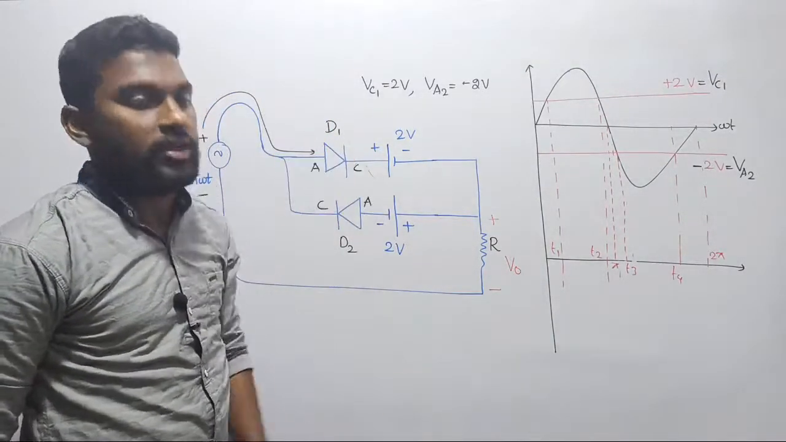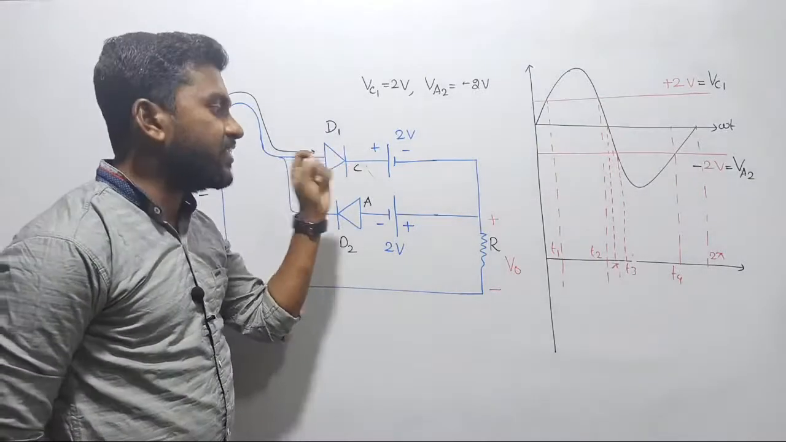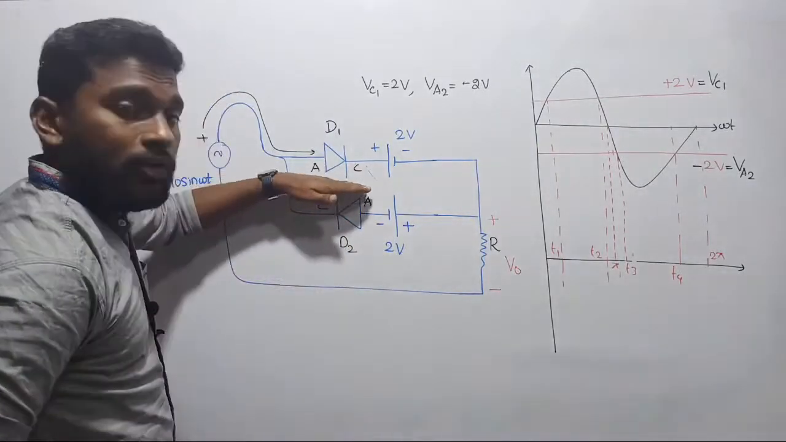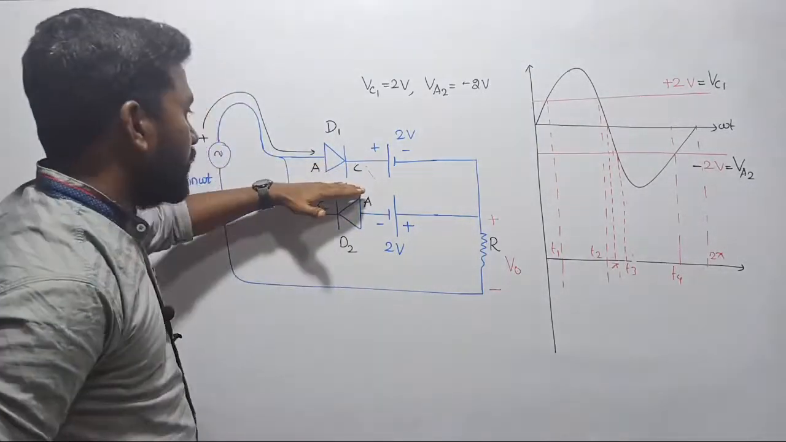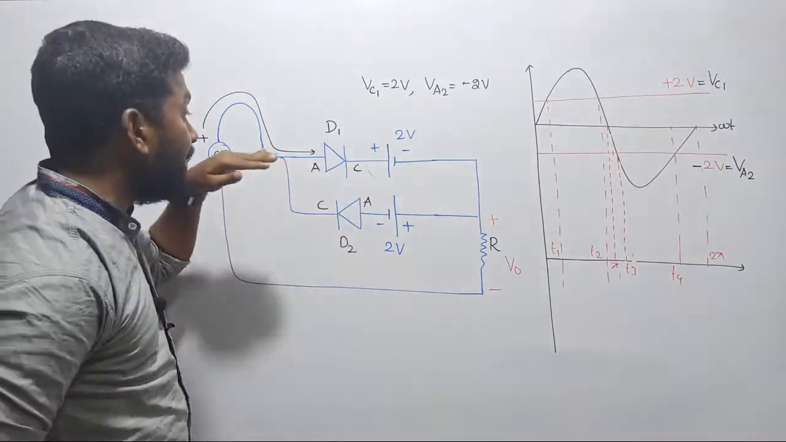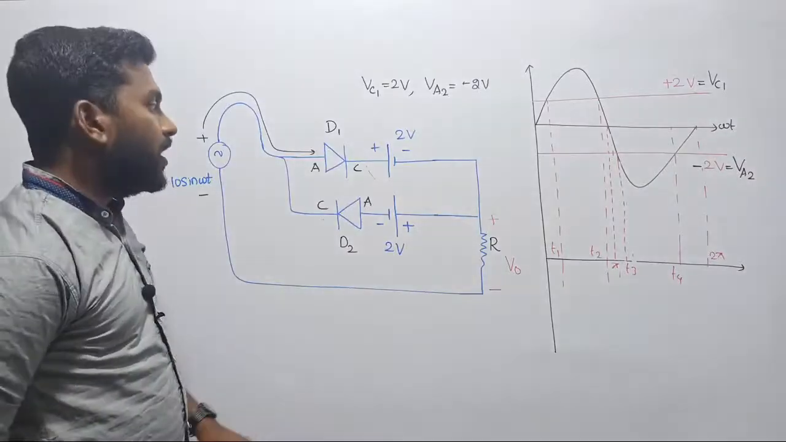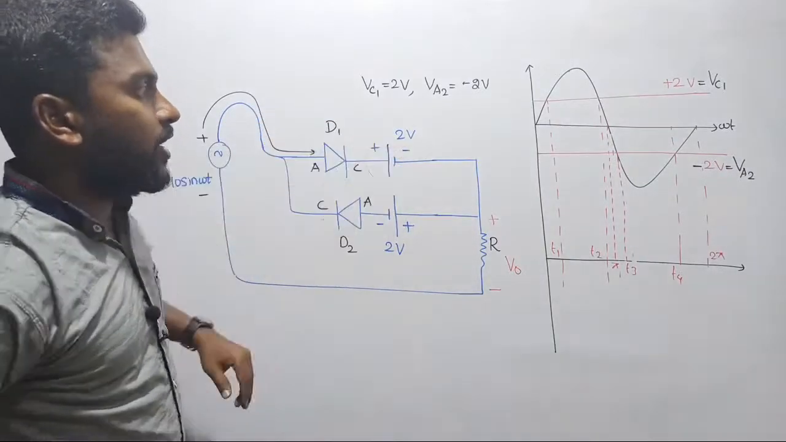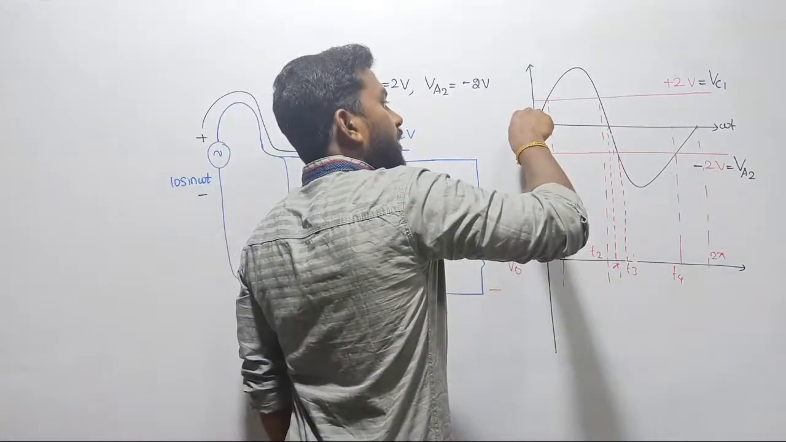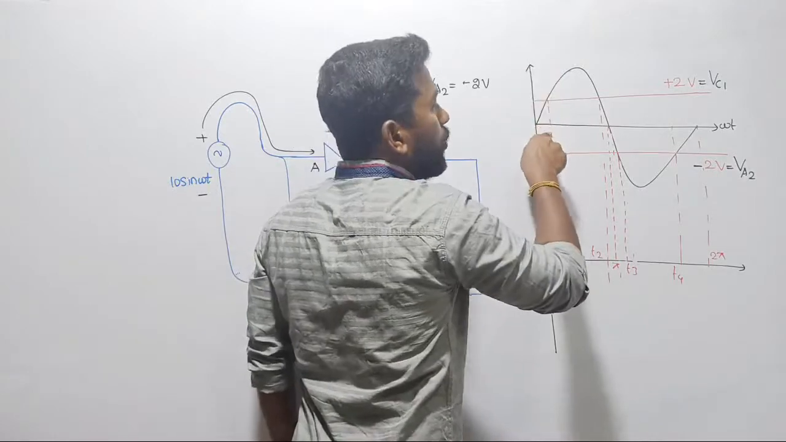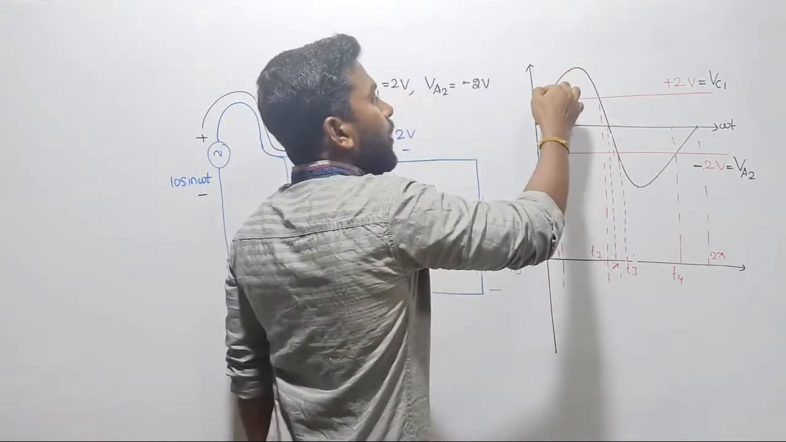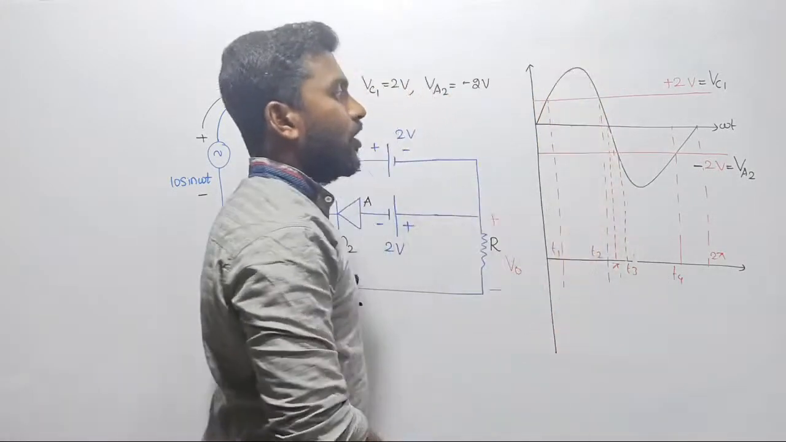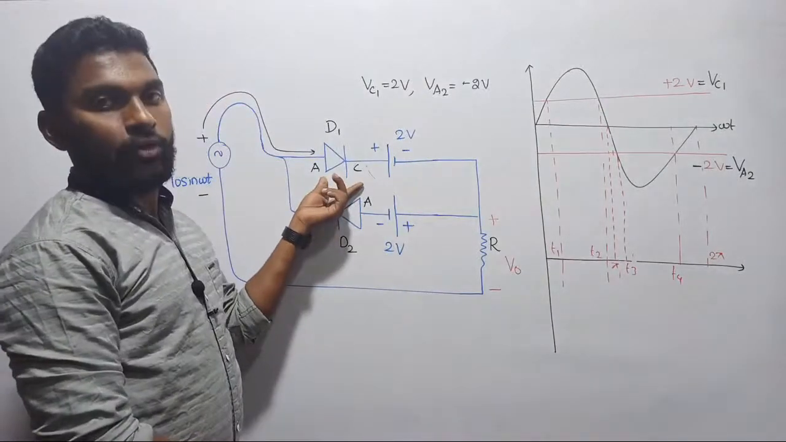Exactly, that is true, sir. So under that situation, let us see what happens. This diode will turn on when the anode voltage becomes greater than the cathode voltage. That will happen when the anode voltage becomes greater than 2 volts, right? After T1, the input voltage will become greater than the value of the cathode voltage, and this diode will turn on.